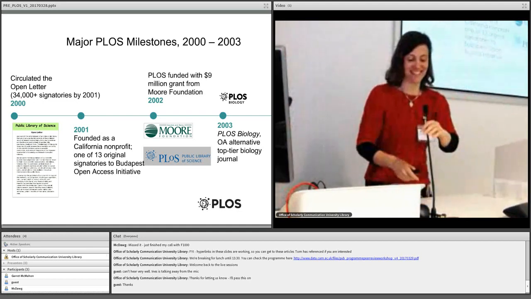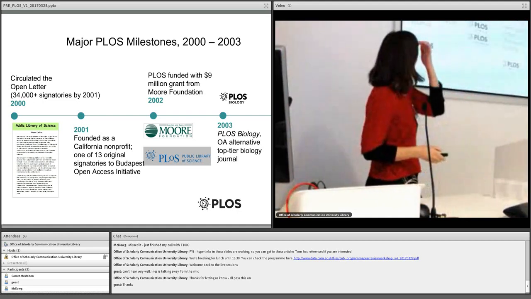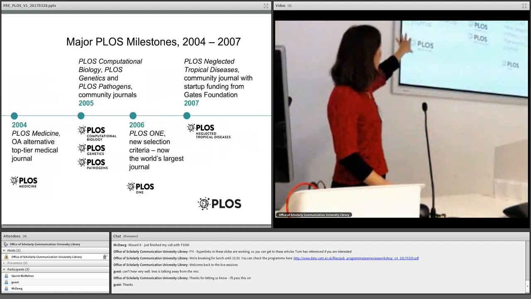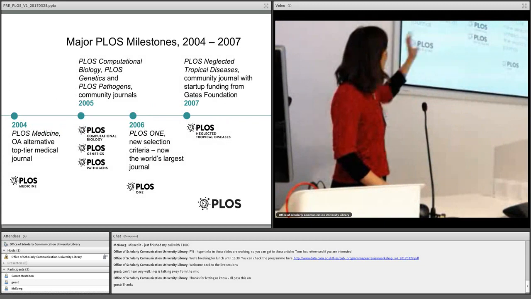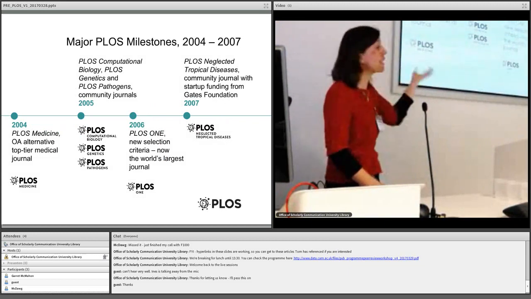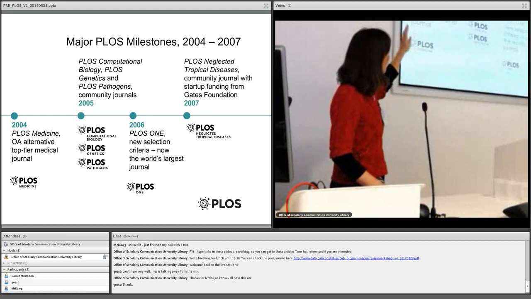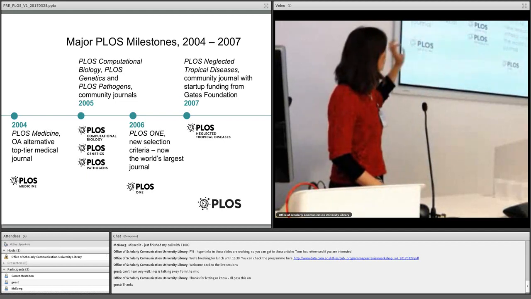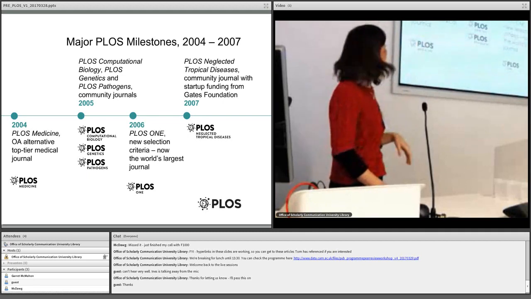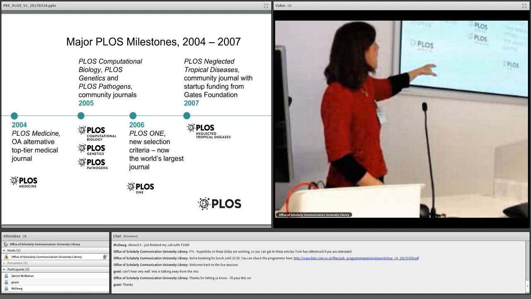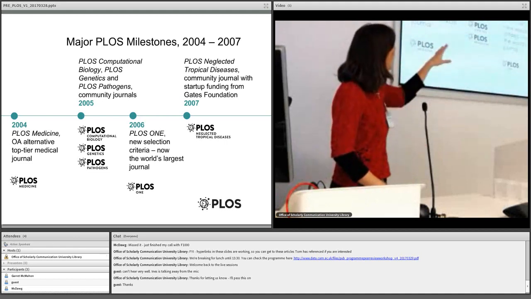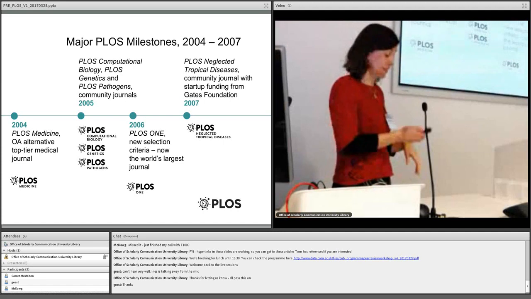So this is the timeline of PLOS. In 2004, PLOS Medicine was launched. In 2005, came the community journals, as they are run by academic editors. So it's PLOS Computational Biology, PLOS Genetics, PLOS Pathogens. In 2006 came PLOS ONE, that I'm sure everybody has heard about. It's the world's largest journal so far. And then a bit later, PLOS Neglected Tropical Diseases came.